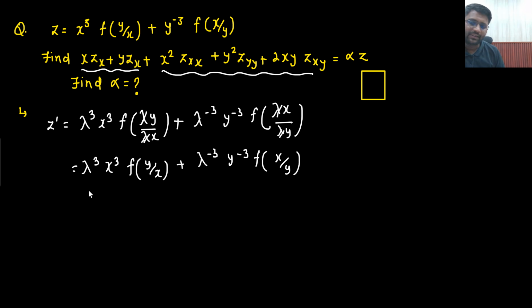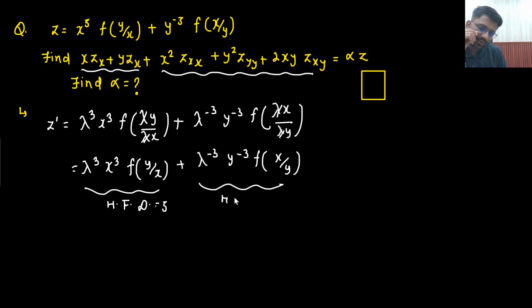Something common you cannot take, but they are separate homogeneous functions: a homogeneous function of degree 3, and a separate homogeneous function of degree minus 3. But z is not a homogeneous function. Z is not homogeneous, right? But they are separate functions. So what I can do is write down their results separately. So directly I am writing down the answer now.